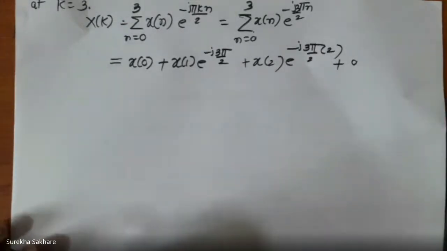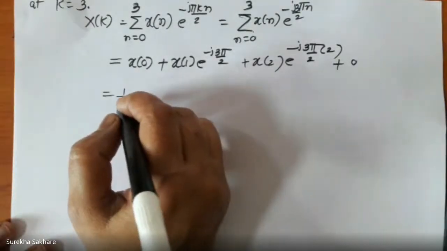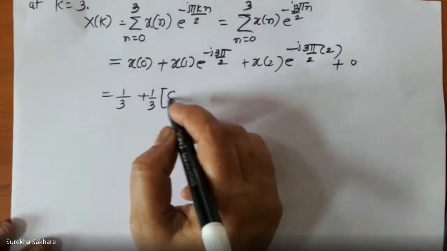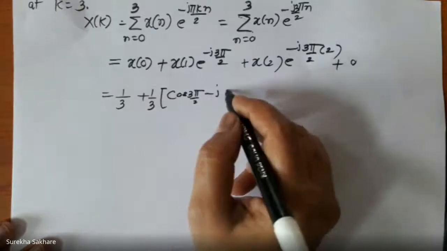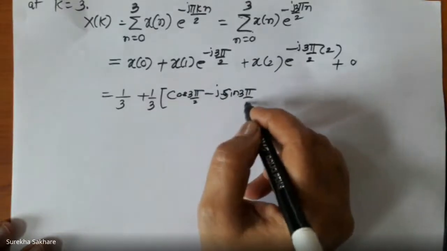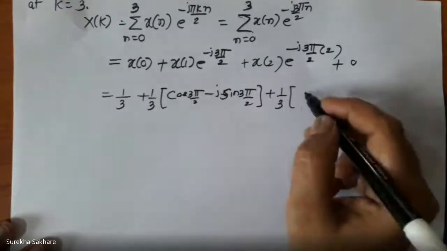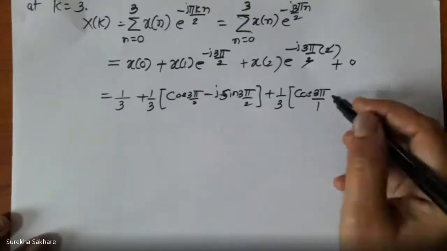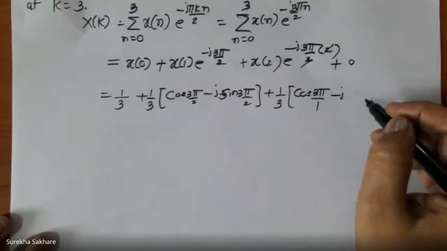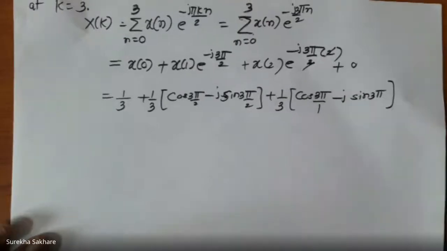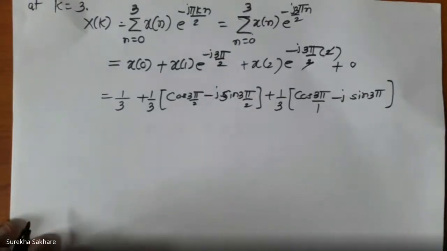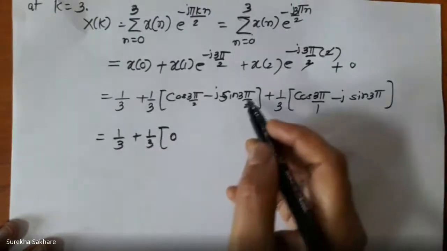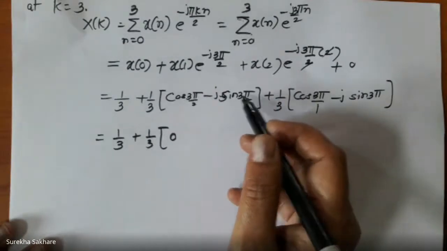Now this will give you 1 by 3 plus 1 by 3 e raised to minus j 3 pi by 2, means it's going to be cos 3 pi by 2 minus j sine 3 pi by 2. Then I have x of 2 is 1 by 3 cos of 3 pi, there is no division, so it's going to be 1. Okay, then minus j sine 3 pi. It's as simple as that. Now when I'm trying to solve this, you know that cos of 270, cos of 90 is always 0. So this becomes 0. And sine 270 is going to be minus 1. So minus into minus will be plus. So it's going to be plus j, bracket closed.